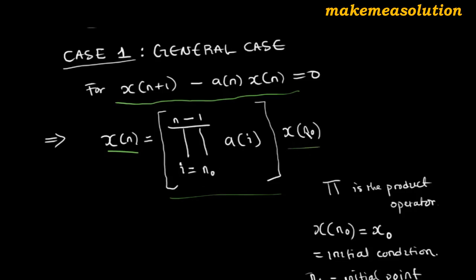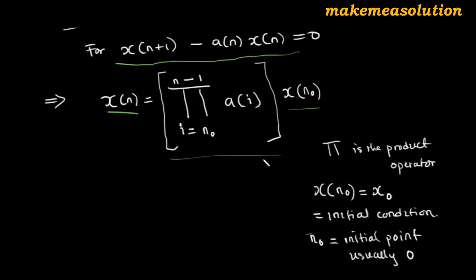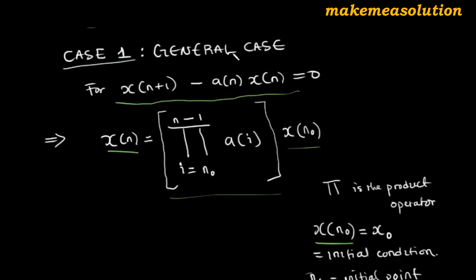Now pi is the product operator, it is not the normal pi that you know. So this x of n naught is your initial condition, and n naught is the initial point. Okay, and this n naught is usually given to me as 0. So the solution of any homogeneous first order difference equation is given by this formula over here. So don't worry, we are going to see a problem and we're going to use this formula to solve it.